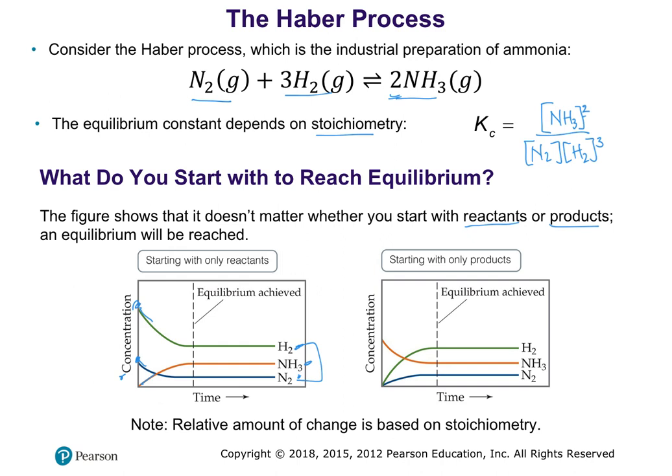If we start with products, if we start just with ammonia and no reactants, then our ammonia will react and decompose into nitrogen and hydrogen. And again, the ratio will be the same to give us the same Kc value. So the amount of change is just based on the stoichiometry.